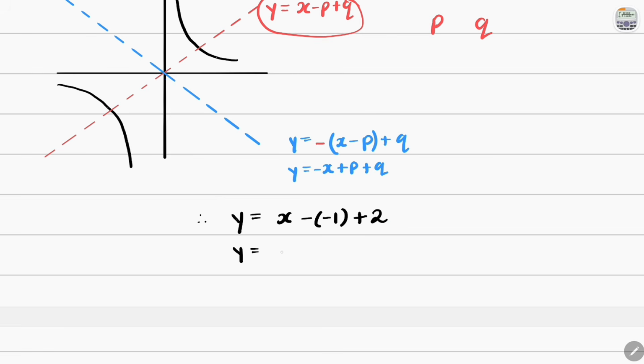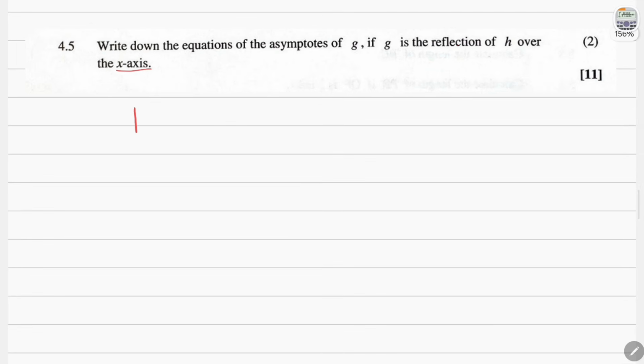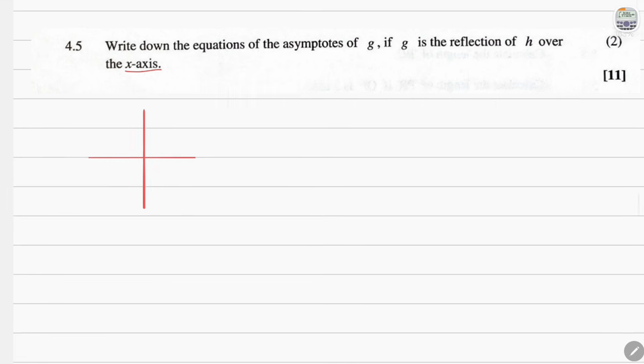So this is y is equal to x plus 1 plus 2, which just gives you plus 3. And that is our equation. Question 4.5 says, write down the equations of the asymptotes of g if g is the reflection of h over the x-axis. Okay, let us look at what happens when we reflect a point or a line over the x-axis.